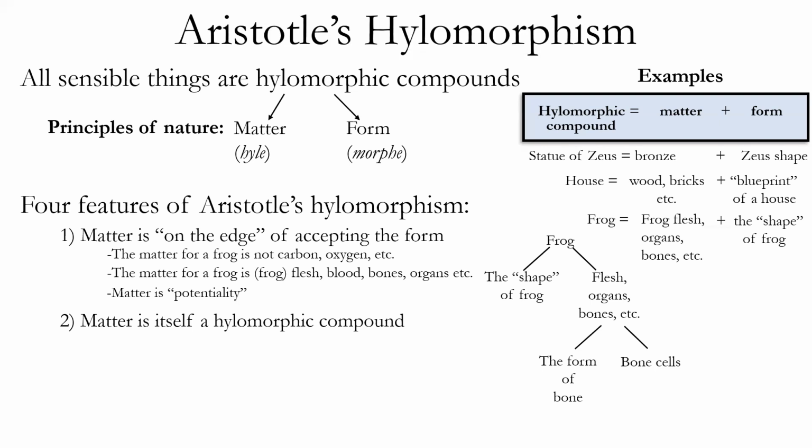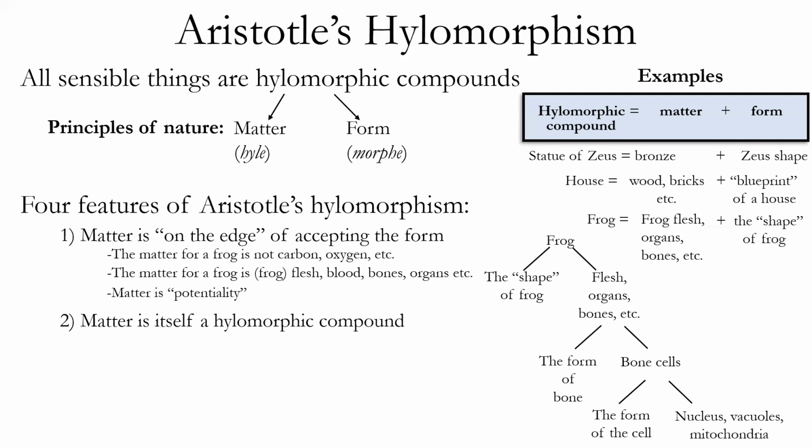The bone cells themselves, they're the kind of matter for the bone of a frog, but the bone cells themselves are hylomorphic compounds that are composed of the form of the cell, say, and then the various materials of the cell, the nucleus, the vacuoles, mitochondria, the mighty mitochondria. And then you could do the same thing for those, right? You could look at the mitochondria. It's composed of form and matter, and just keep going, according to Aristotle.